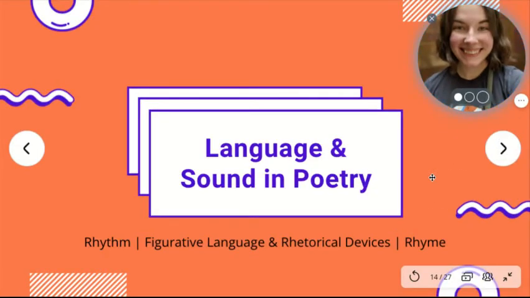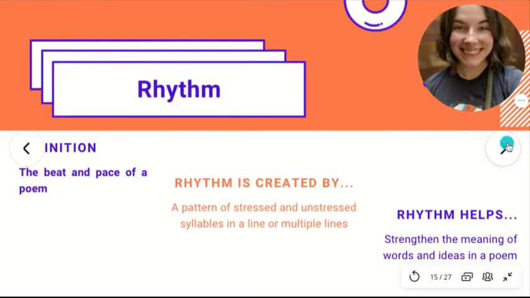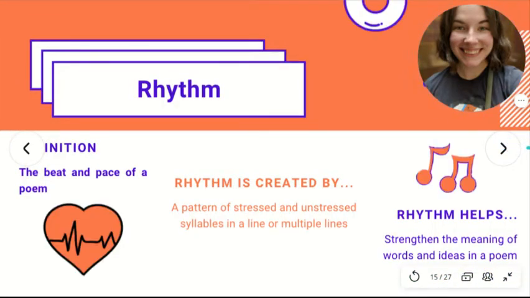Now we'll talk about language and sound in poetry. These are the vocab words that I want you to know for my class. So, there is almost always rhythm in poetry, even if it's not super, super easy to tell. The definition of rhythm is the beat and pace of a poem.